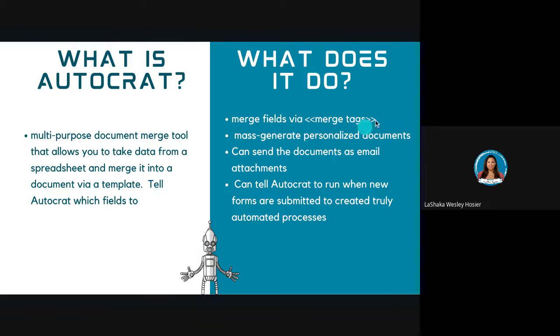I call these little Pac-Mans. I just think they look like the little Pac-Man mouth, so wonka, wonka, wonka. And then it will mass generate these personalized documents, and it will send them as email attachments, which is amazing. I have set my Autocrat to run automatically so that every time this form is filled out, this thank you card will generate and be sent. But if you don't want it to be done on a form submission, you can just do it on any spreadsheet and then run it once.